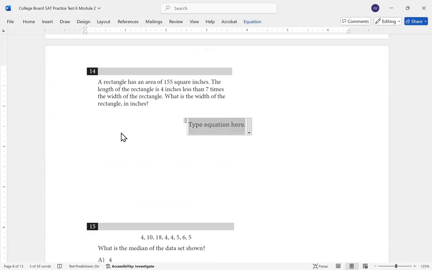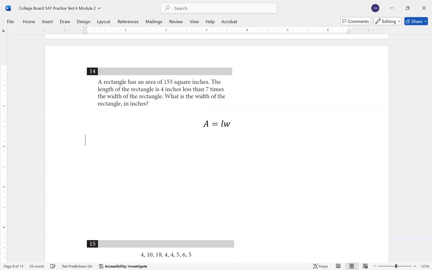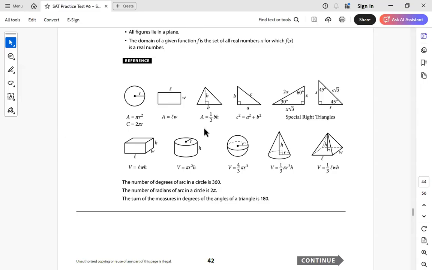So the first thing we need to do is state that the area of a rectangle is length times width. And if you don't know that, then it is in the formula section at the front of the practice 6 test, right where all the other formulas are. Let me show that to you. So right there on page 42, we're talking area of a rectangle is length times width. Also, you could have written it as width times length too, because L times W is the same as W times L.